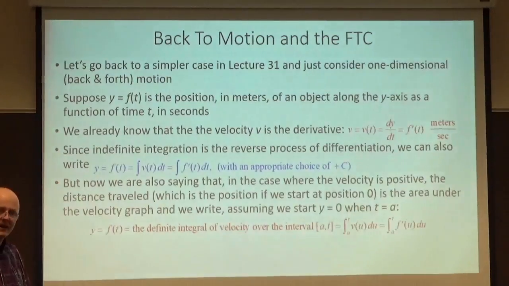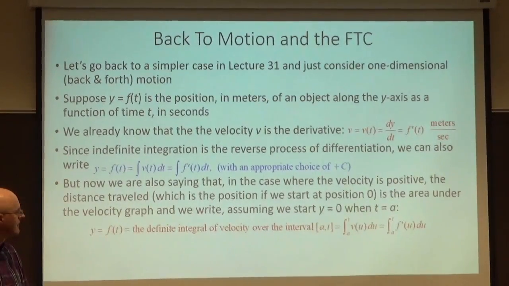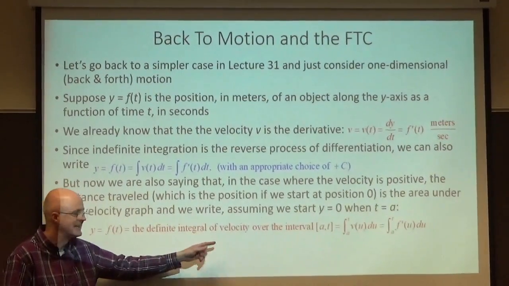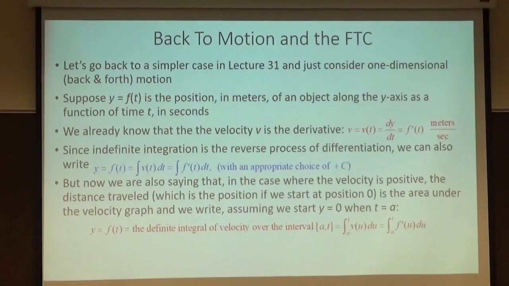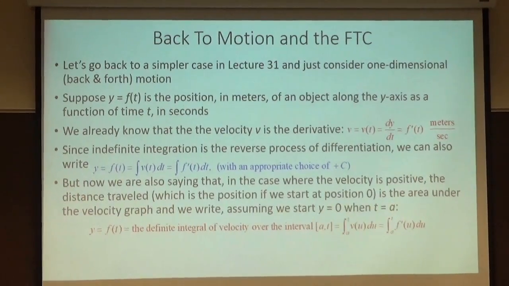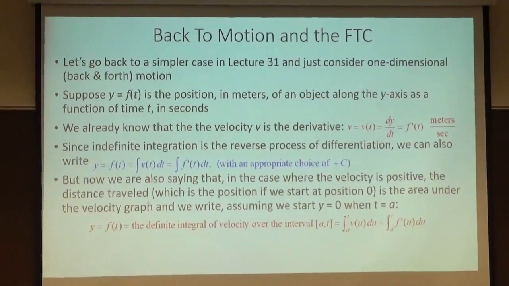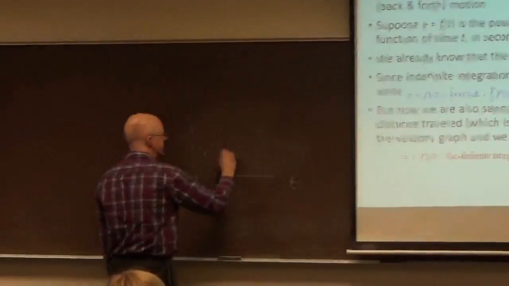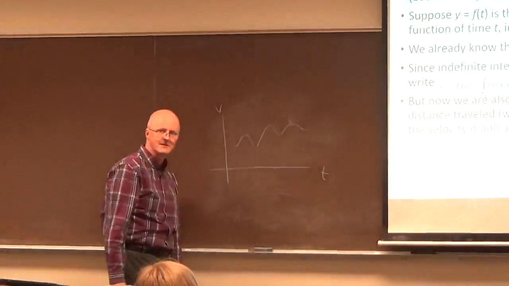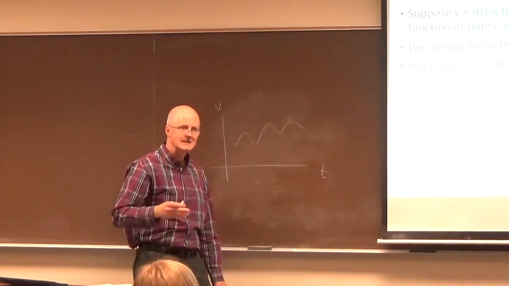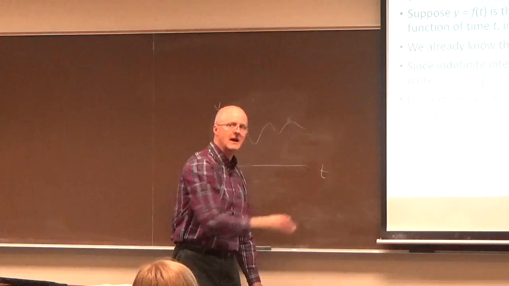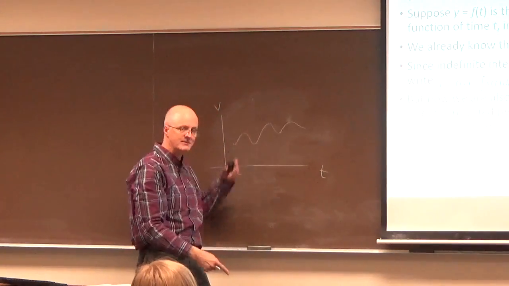It's the area under the graph. The definite integral of this velocity is the area under the graph of the velocity. If I graph the velocity as a function of time, and say some arbitrary wiggly graph like this, which would represent speeding up and slowing down and speeding up and slowing down, all in one direction because it's always positive.